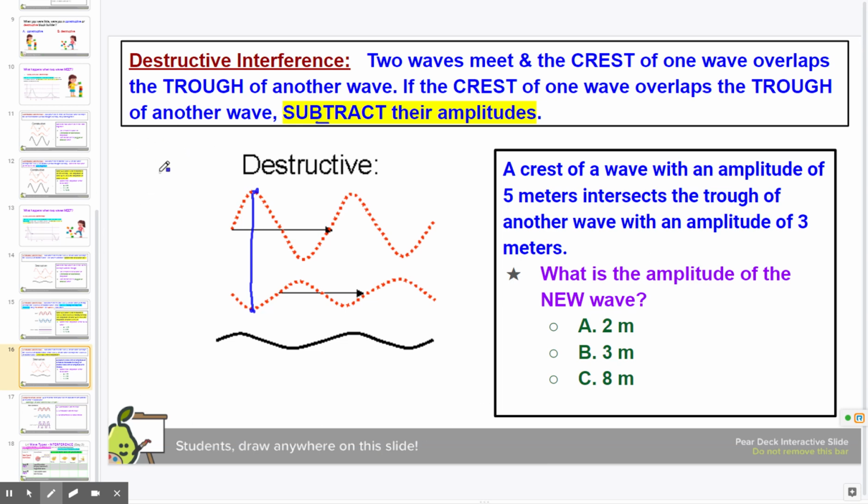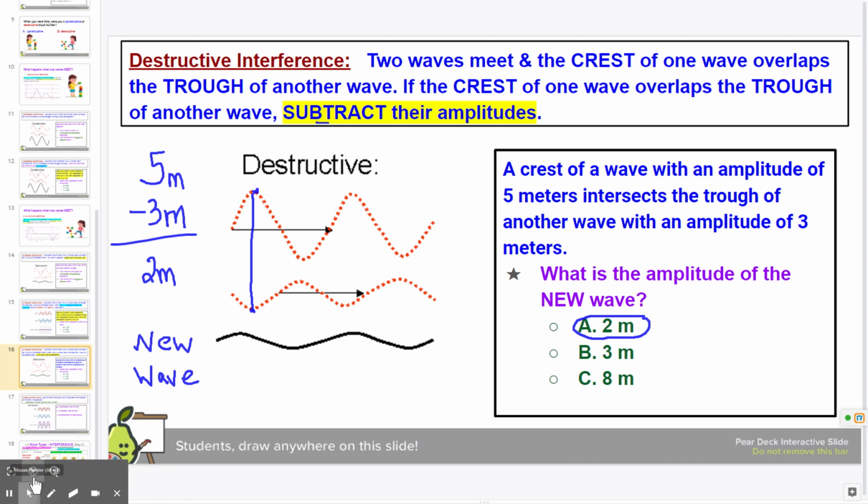Well, again, pause the video, try it yourself, and see what you get. We're going to subtract 5 meters and 3 meters, and we get the new wave has an amplitude of 2 meters, which is less than either of our starting waves. And that's what happens in destructive. It gets smaller. Destroy the building. When you destroy the building, it is torn apart and it becomes smaller. So the amplitude of the new wave is 2. You got it. That's right.